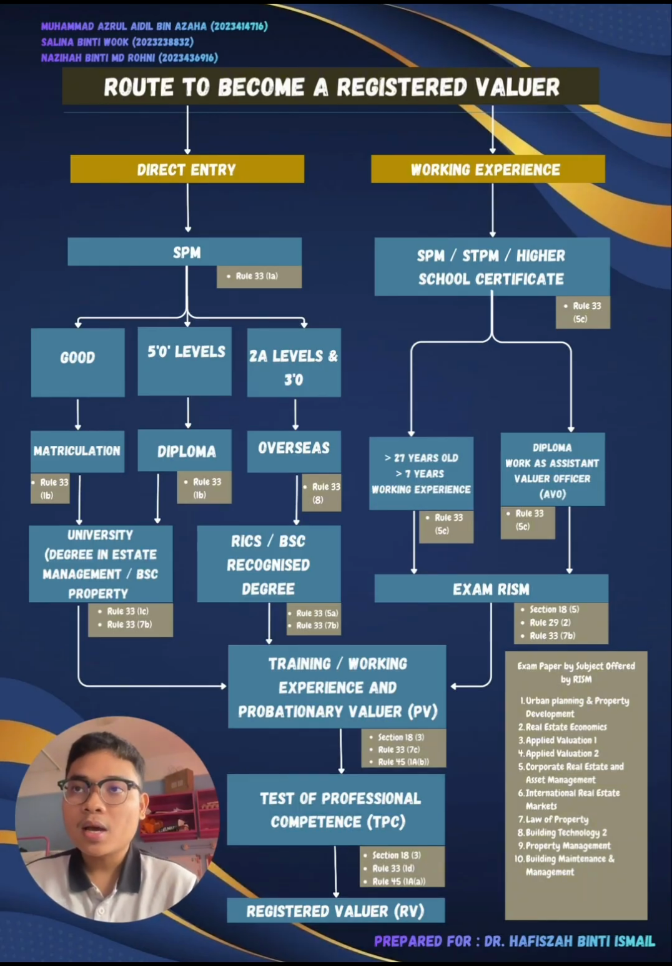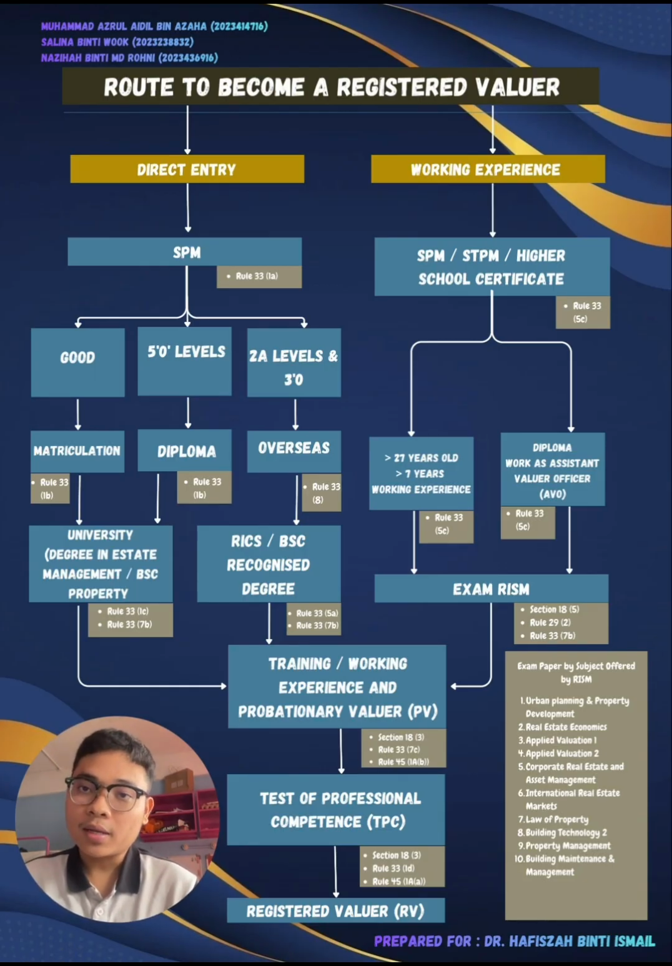For the next one, the work experience route, we need to have 7 years of work experience and be more than 27 years old. So if someone is 27 years old or older and has more than 7 years of work experience, they can enter through the work experience route. For example, Miss Siti has worked as an assistant valuation officer for 8 years under the supervision of a registered valuer. So even without a degree, she has experience, and that allows her to join the professional valuation path.